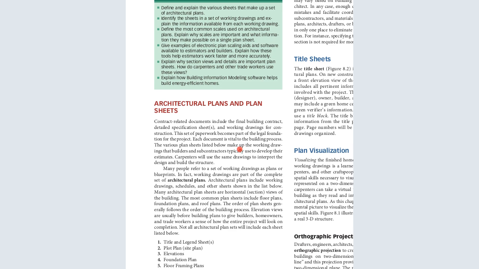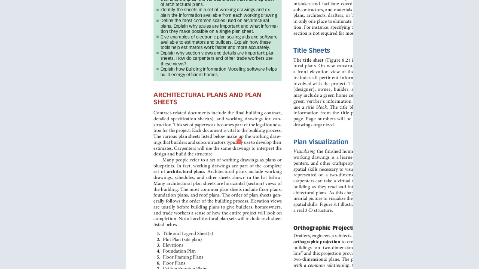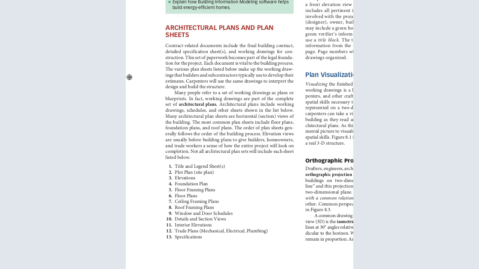Then explain how these tools help estimators work faster and more accurately. Then explain why section views and details are important plan sheets. How do carpenters and other trade workers use these views? Explain how building information modeling software helps in building energy efficient homes. Then architectural plans and plan sheets are what we have now.